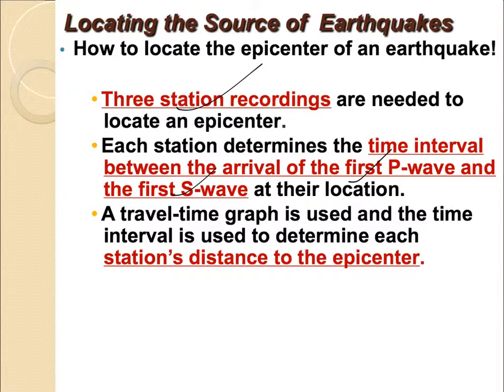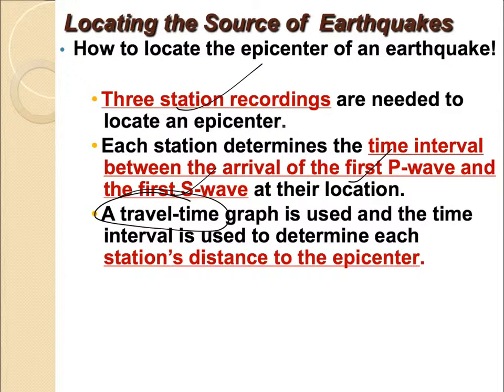So for example, imagine if you determined that there was 6 minutes between the arrival of the P and the arrival of the S at a certain station. You can take that time difference, go to a travel time graph, and plot that time difference and see where it falls on the graph, and then you can figure out your exact distance from that earthquake's epicenter. And you could draw a circle around your station that distance away.